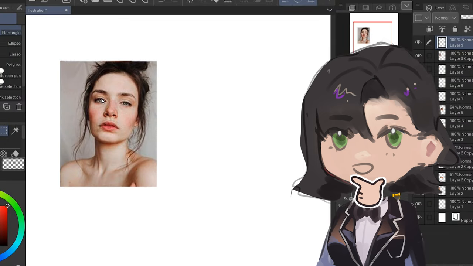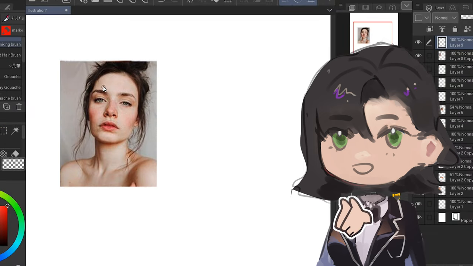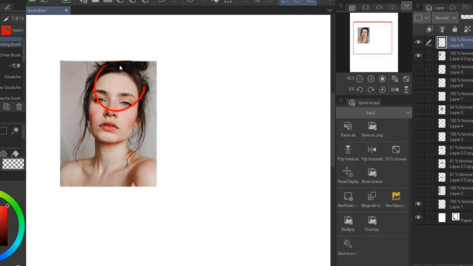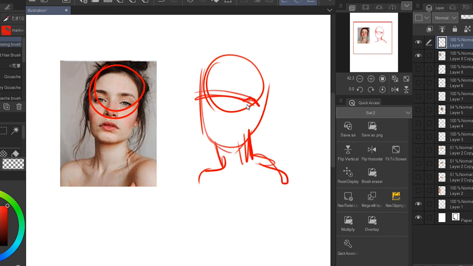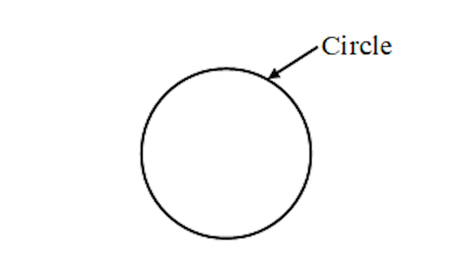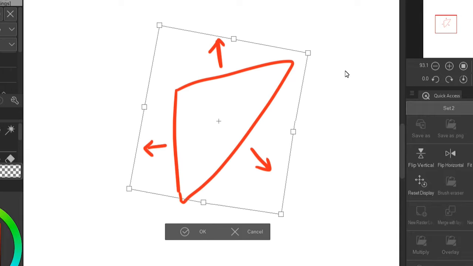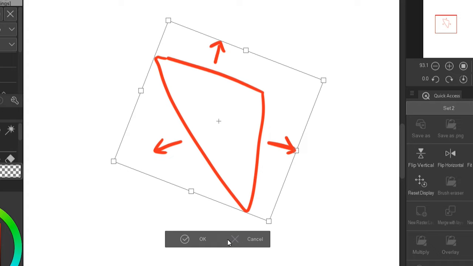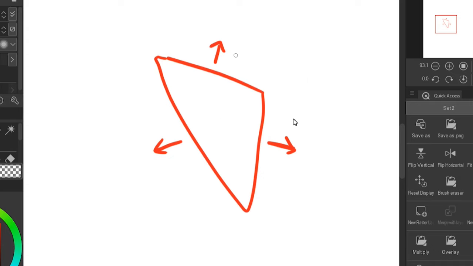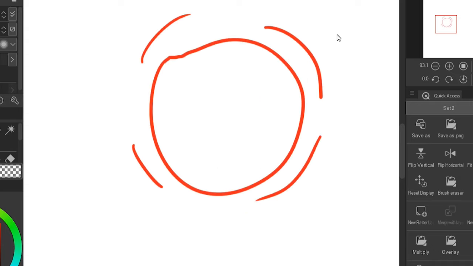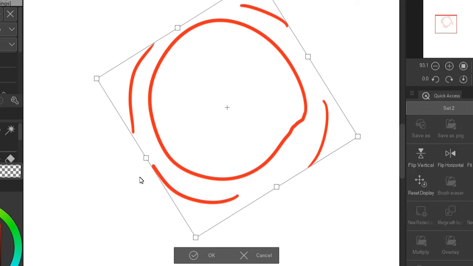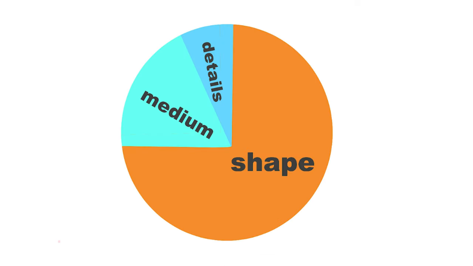Let's take this example. This is a head reference, by the way, for those who don't know. Now, most of you will probably just draw the circle. So basic. You never want to start off with circles. Circles are round and don't have any planes or angles. Compared to this triangle, when you turn it this way, you can clearly see where each side is facing. Like, this side goes here and that side goes there. But for a circle, no. So from this pie chart, we shall move on to the medium shape.